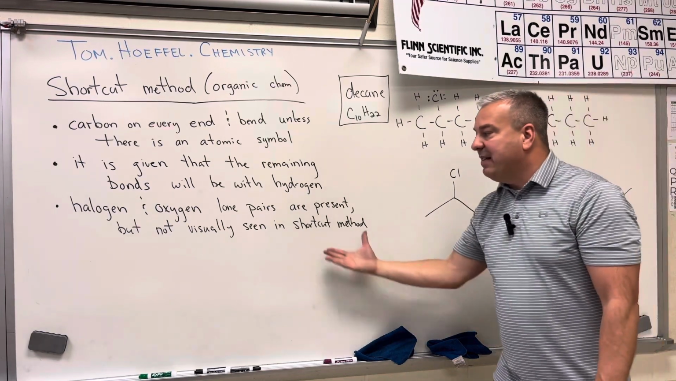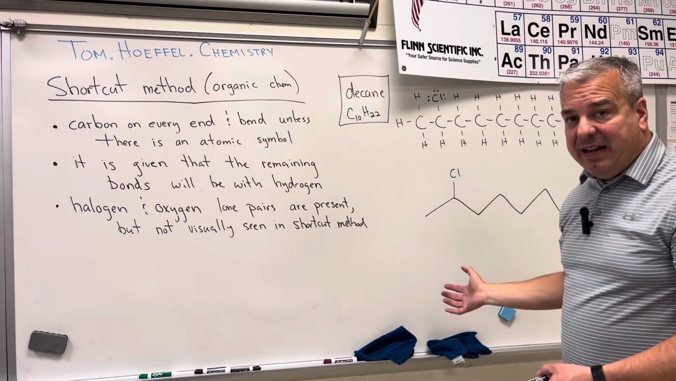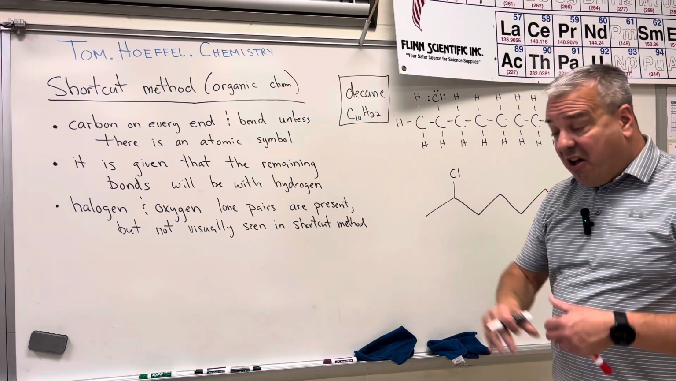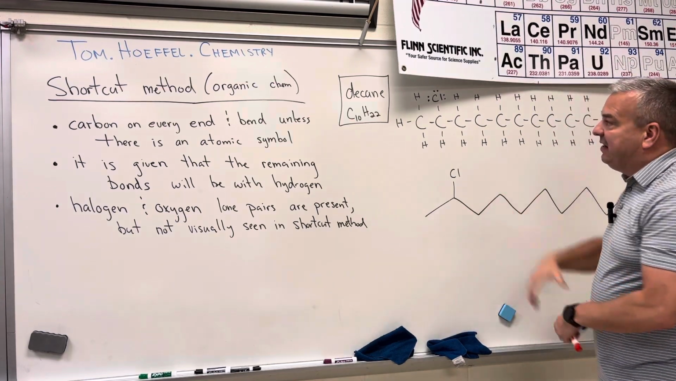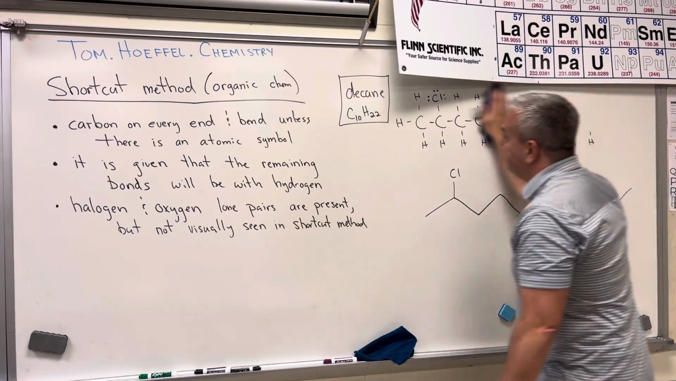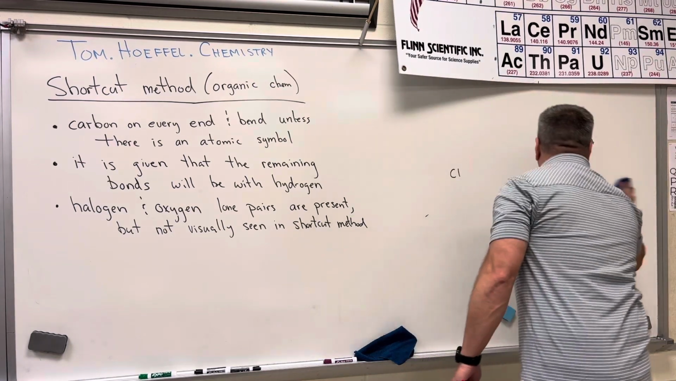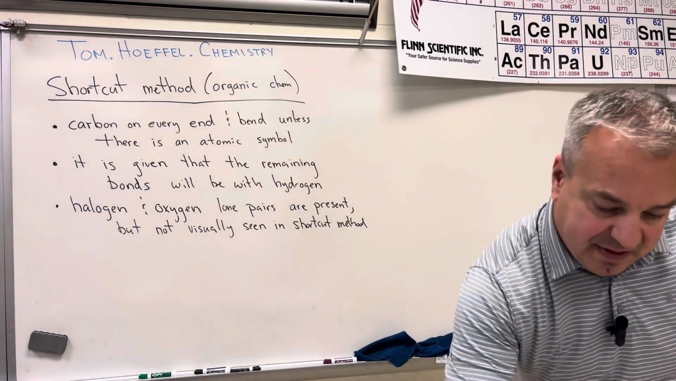We just don't see them visually in the shortcut method, okay? So let's go ahead and get into a problem, and let's see if you can understand what the problem is in the shortcut method instead of doing it with all of the valence electrons. So let's kind of erase this and get into a couple examples, okay?